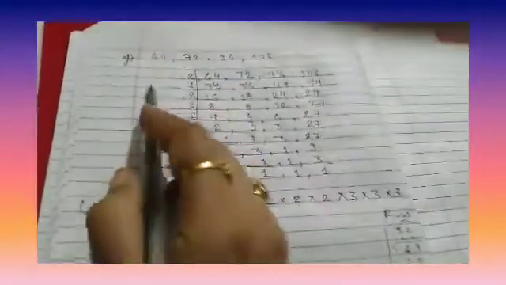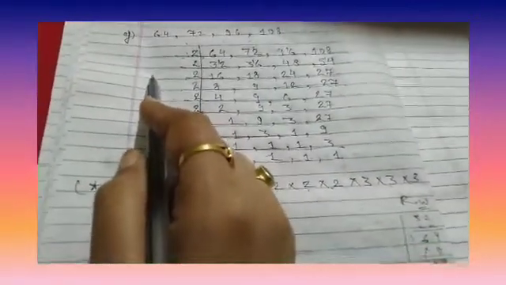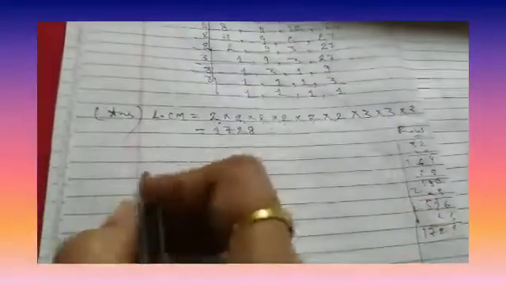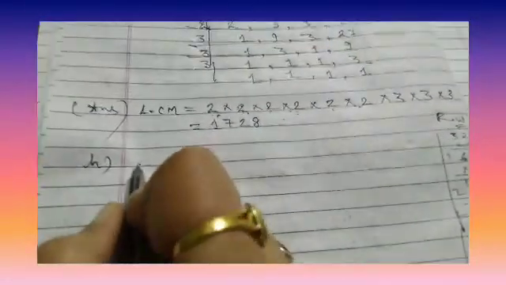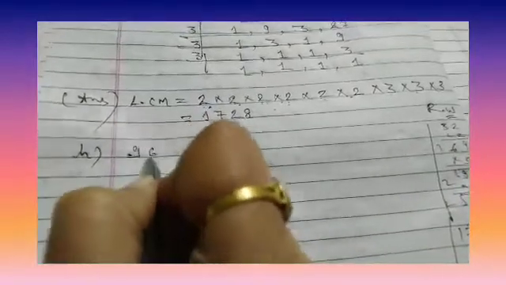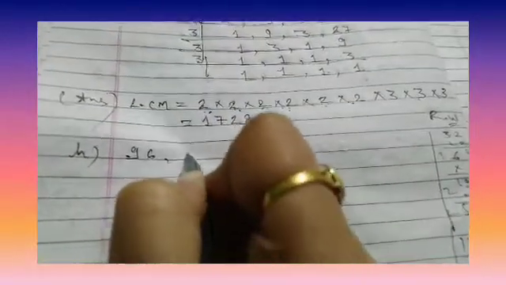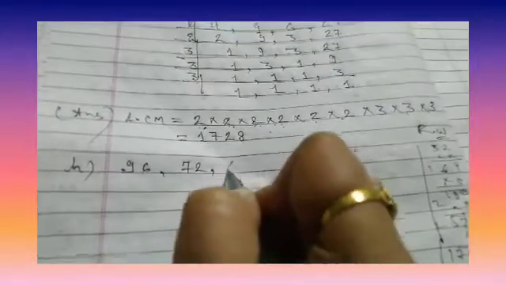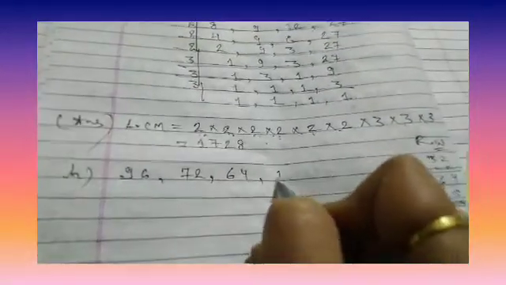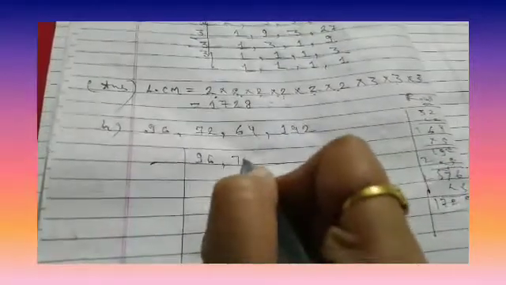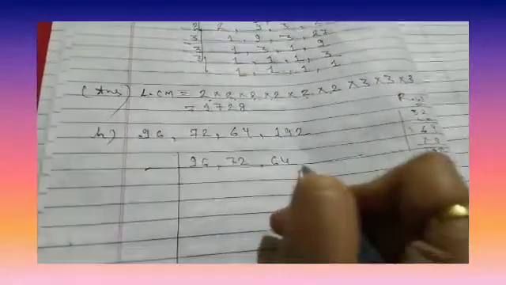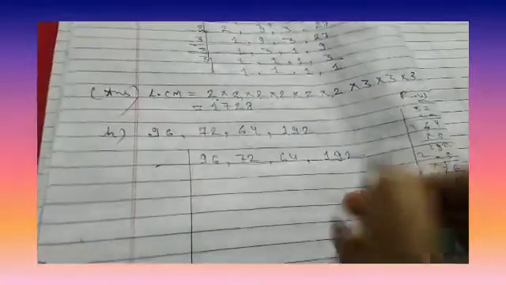Okay children, this was part G. Now part H. Cross check: 96, 72, 64, 192. So here we are going to solve 96, 72, 64 and 192.